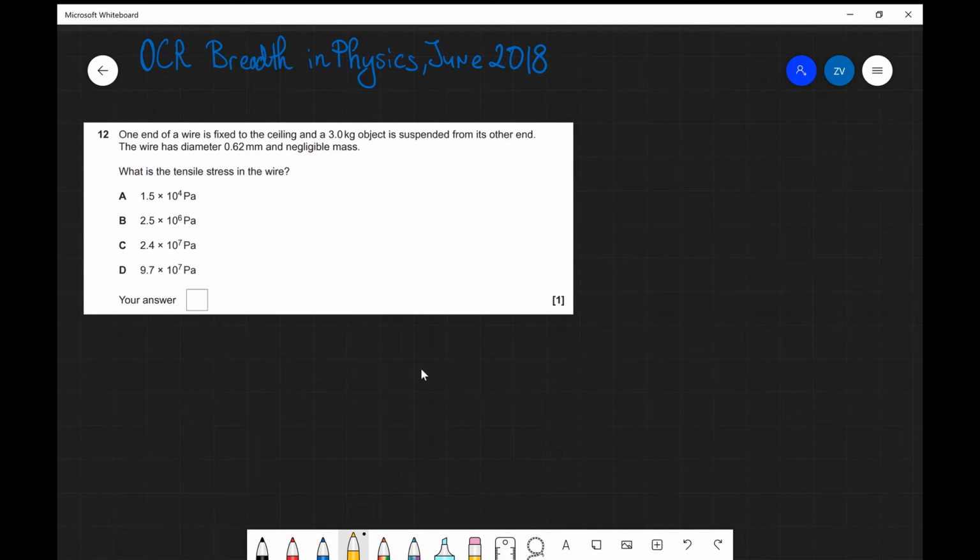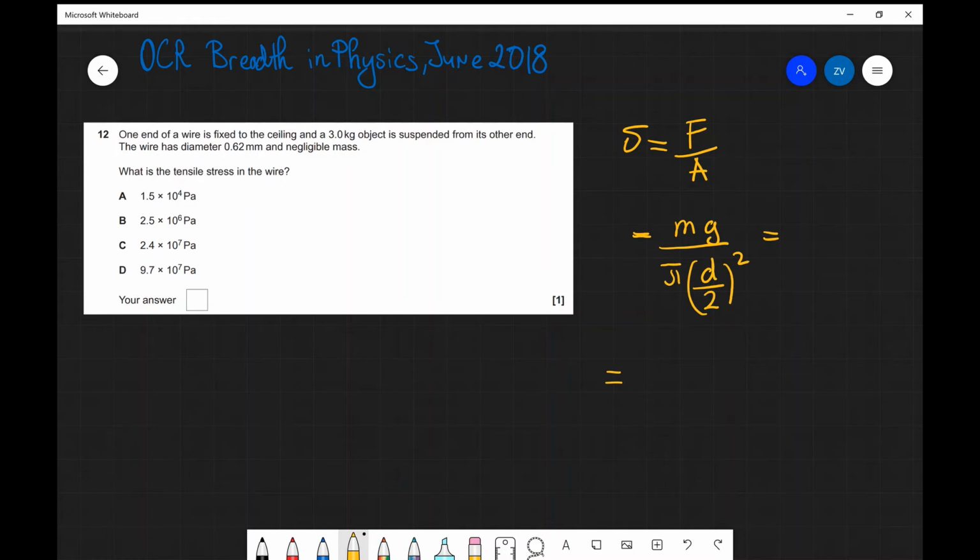Okay folks, question number 12. One end of a wire is fixed to a ceiling and a 3 kg object is suspended from its other end. What is the tensile stress in the wire? Well, the formula for stress is the force acting on the material which is being stretched divided by the cross-sectional area. Now in this case the only force which is acting is the weight of that object, so it's going to be mg divided by the cross-sectional area, which is pi times the diameter over 2 squared.